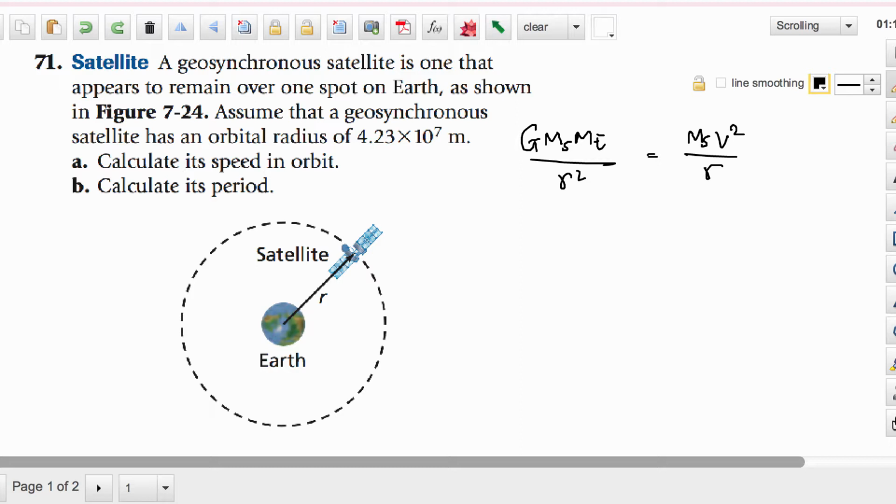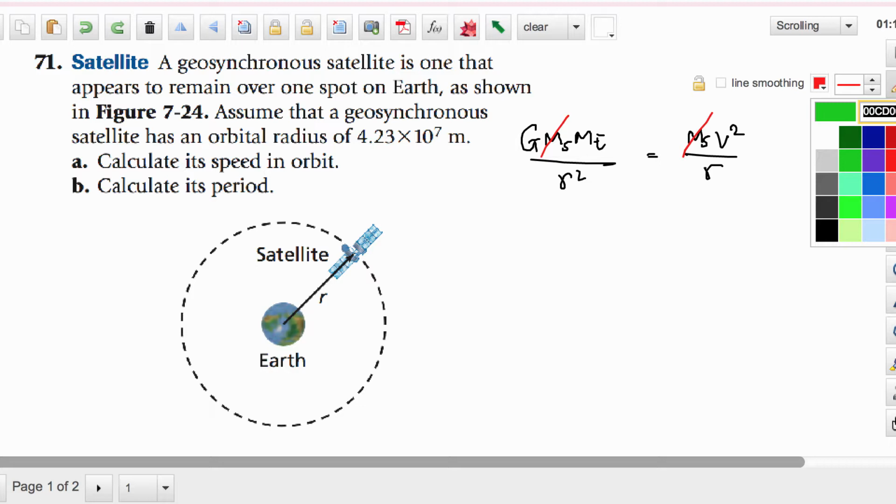Don't you need to know the mass of the satellite? No, that's the thing, you don't, because it cancels out of the equation, except for velocity. Well, let's not plug in the numbers just yet, because we want to see how the velocity is related to the radius.